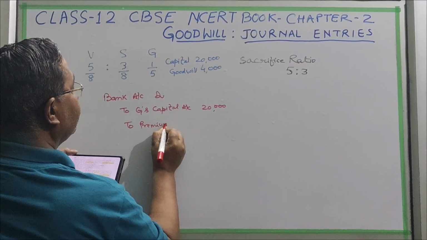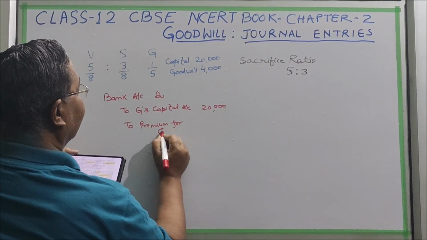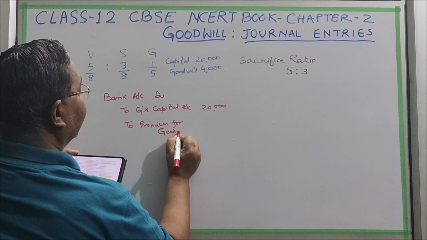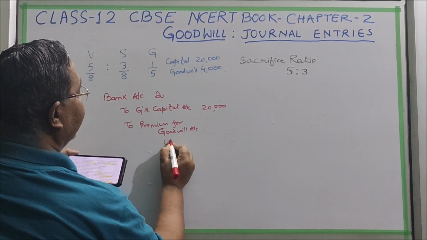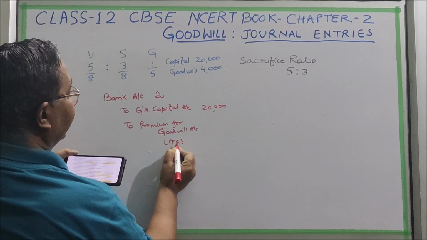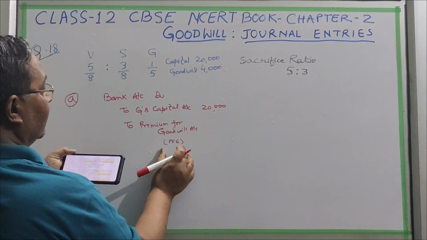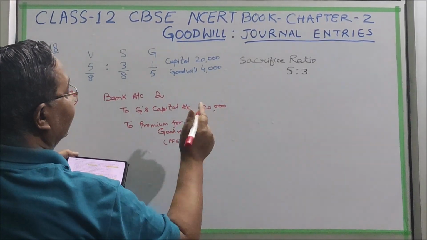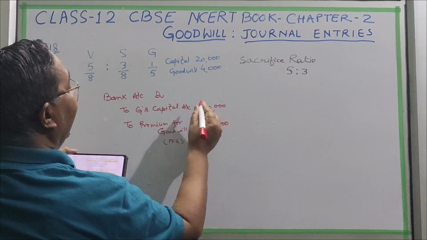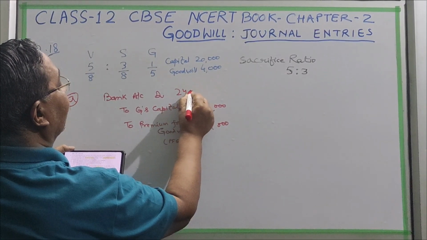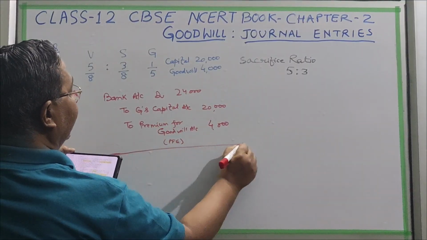Premium for goodwill account. Now in future I will write PFG, okay, PFG means premium for goodwill. It's a shortcut so that our speed will be more. 4,000. And this becomes 24,000. Okay, and the narration you have to give.